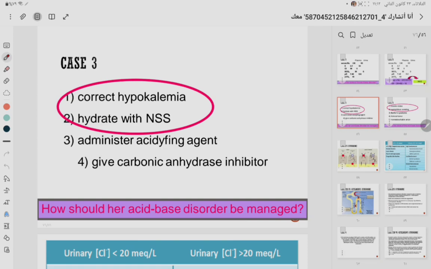How should she manage her acid-base balance? Correct hypokalemia, hydrate her with normal saline, administer an acidifying agent, or give carbonic anhydrase inhibitor. Simple, give fluid, okay? So in metabolic alkalosis, sometimes we measure the urinary chloride, okay? The urinary chloride, it will help us.